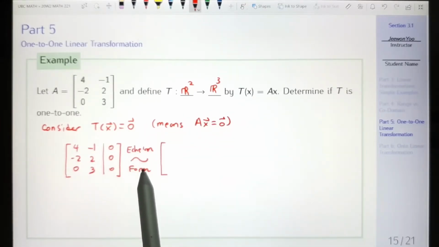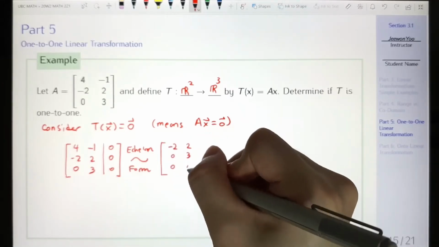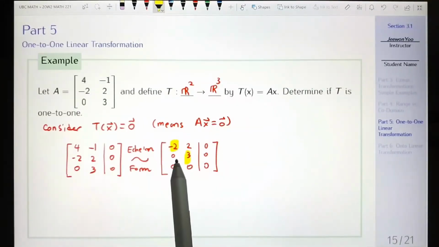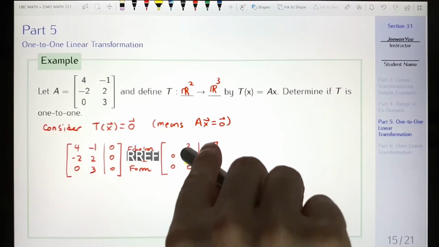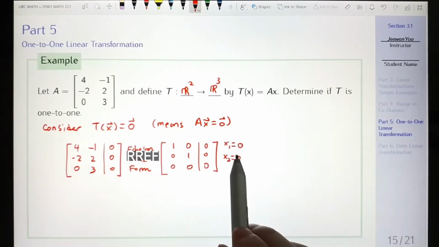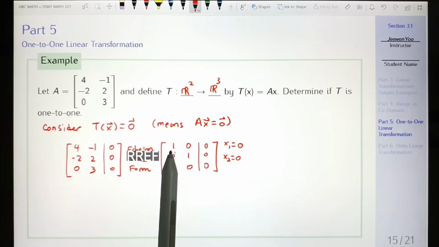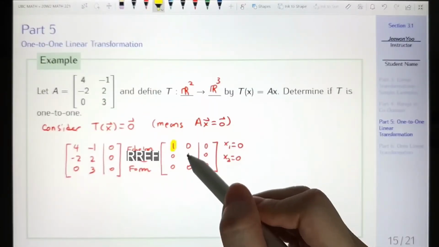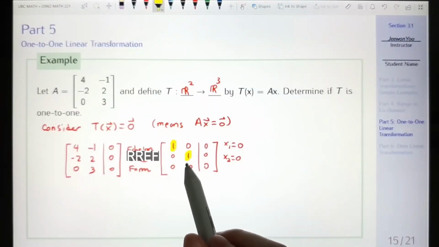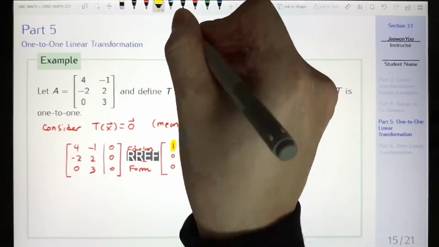The echelon form of this matrix looks like this. Or if you like reduced echelon form, looks like this as well. Now, the solution is the trivial solution x1 equal to 0, x2 equal to 0. Why? Because we have a pivot in every column. A pivot in every column means trivial solution.